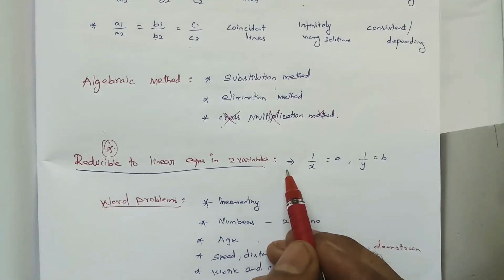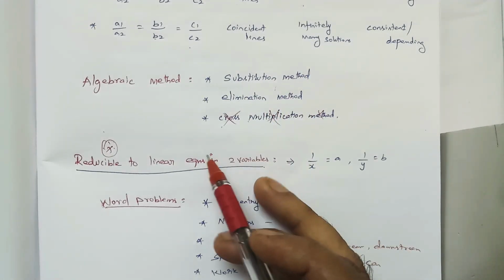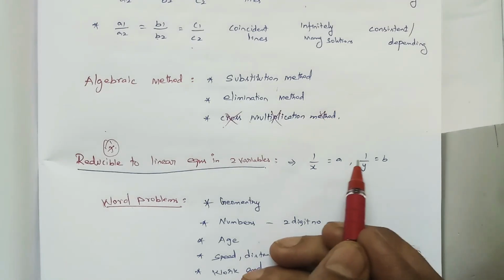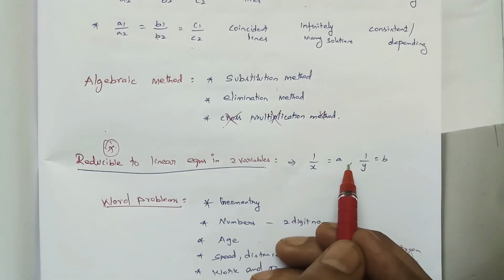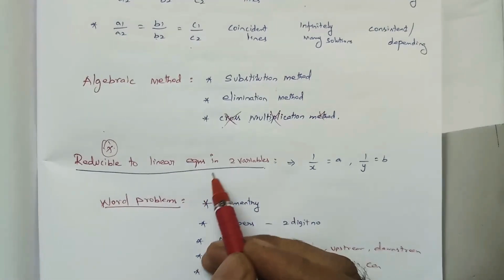A pair of linear equations in two variables. After that, by using the substitution method or elimination method, we can find the values of a and b, and just equate a and b with 1 by x and 1 by y, and we'll get the values of x and y. Understood? So very easy as well as very important.